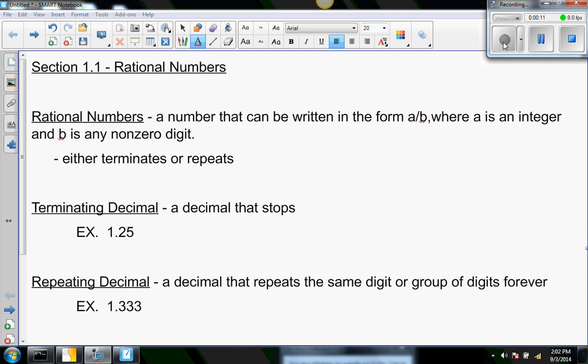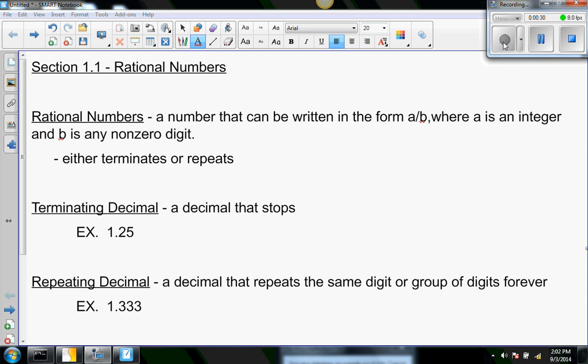Rational numbers are just numbers that can be written in the form a over b, or a divided by b, where a is an integer, which means it's a whole number, and b is any non-zero digit. Has to be non-zero, because if it was a 0 on the bottom, it wouldn't be a real number.